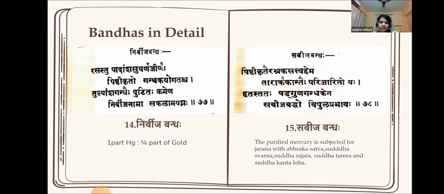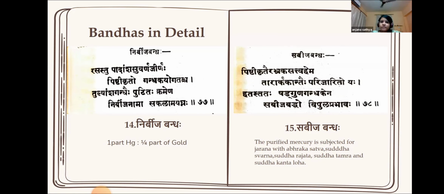It is divided into 2. That is Nirbija Bandha and Sabija Bandha. In Nirbija Bandha, gold is added in a quantity of 1/4 part of mercury. So 1 part of mercury and 1/4 part of gold is added into the process. So that is known as Nirbija Bandha. It is Sarvaroga Nashaka. Even though it is 1/4 part, it is suitable for all kinds of diseases. So that is Nirbija Bandha.